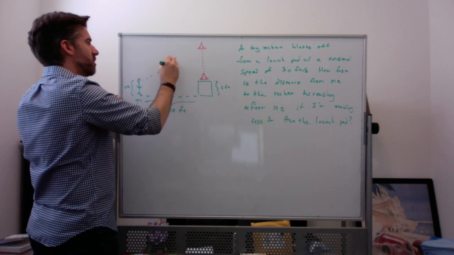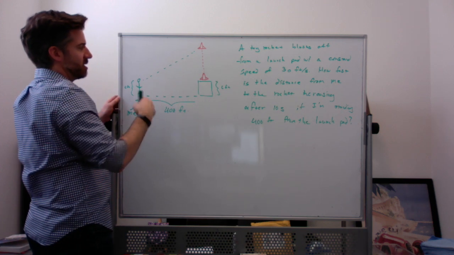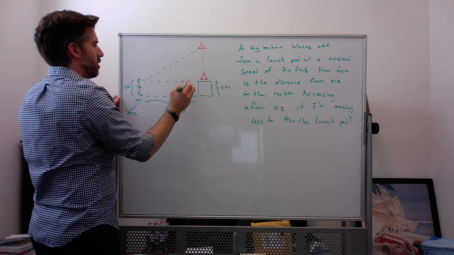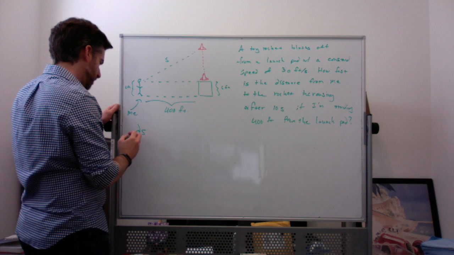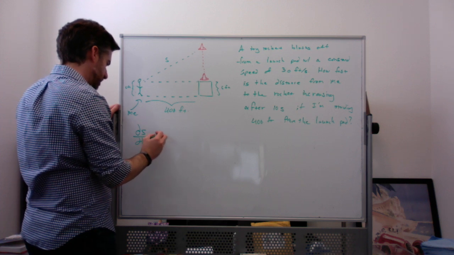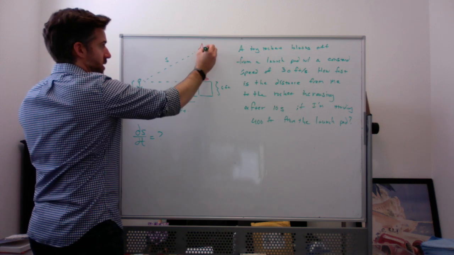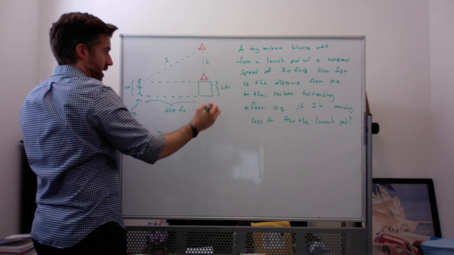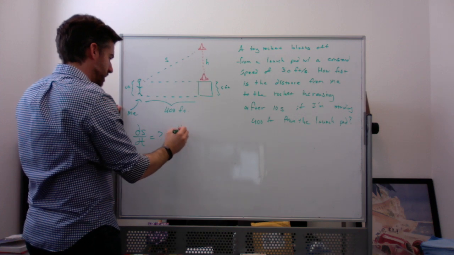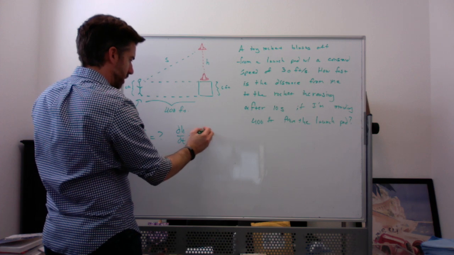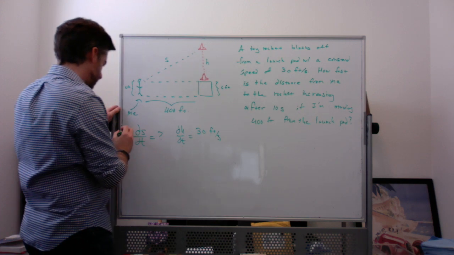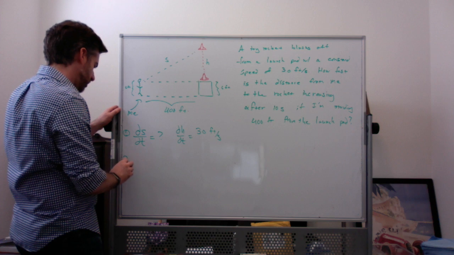So we're asking, how fast is this distance changing? Well, I'm going to call it S because it is changing. So I want to know what ds/dt is. And I know that this distance, which I'm going to call h, the height of the rocket, is changing at dh/dt is 30 feet per second. So then we write an equation relating those things.